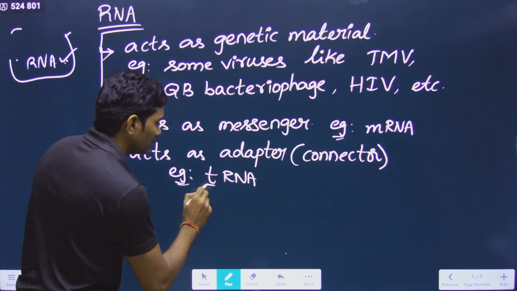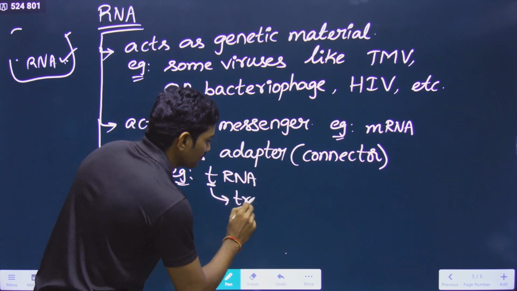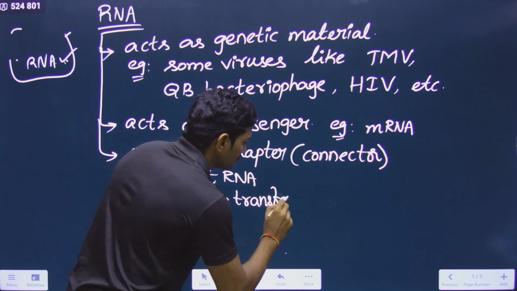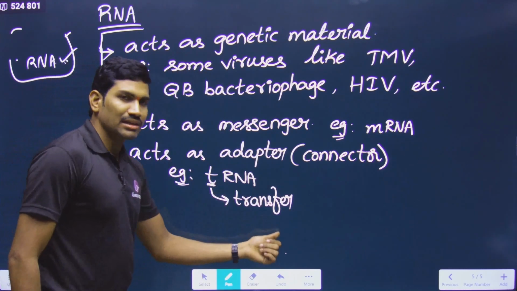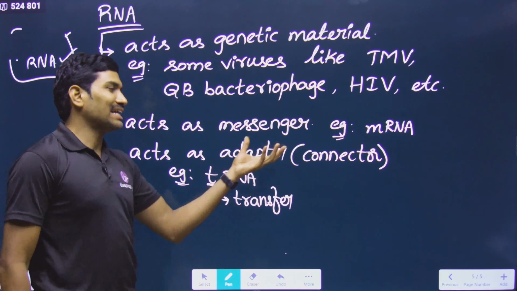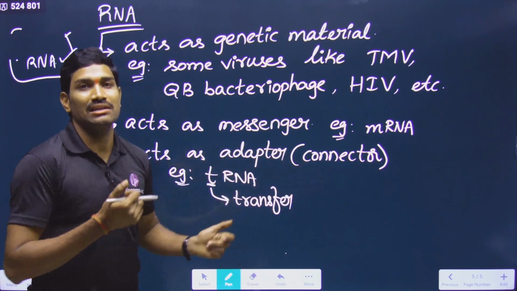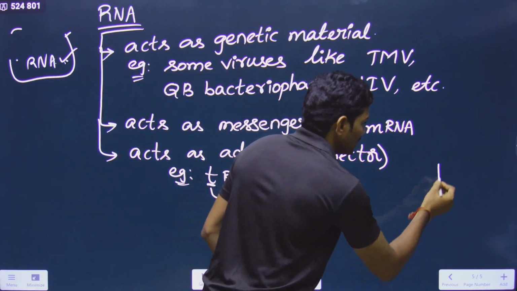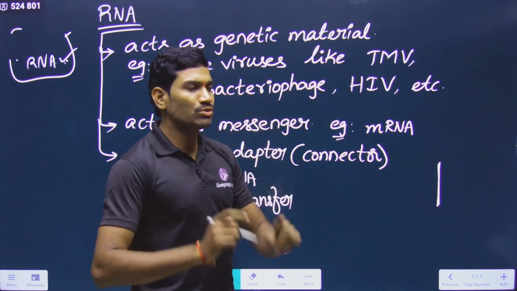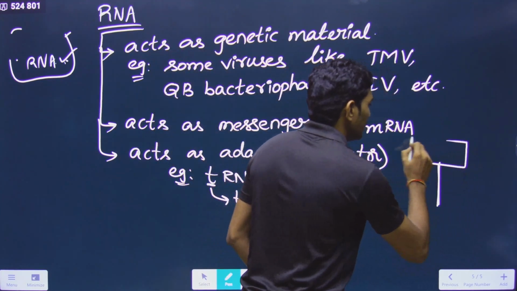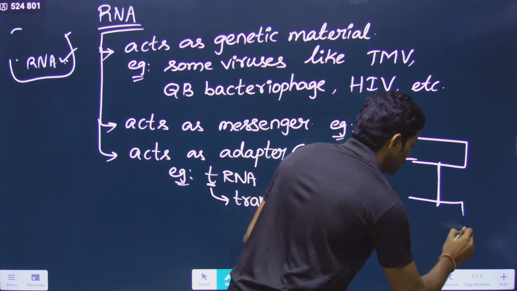tRNA, what is the meaning of this T? T means transfer. So tRNA, that means transfer RNA, is acting as an adapter or connector. Suppose this is the tRNA. It should connect two things. That means on one side it should connect one thing, on the other side it should connect another thing.